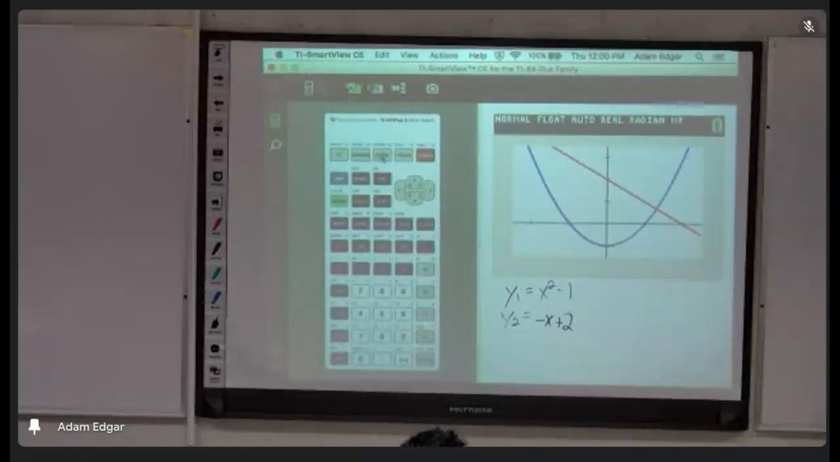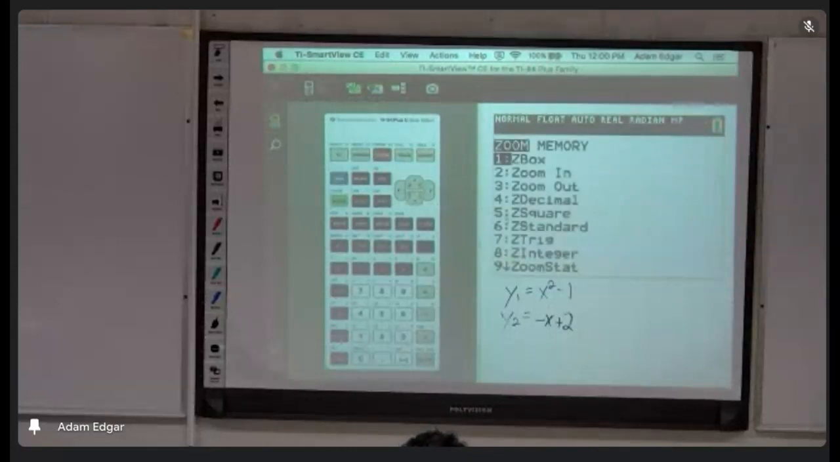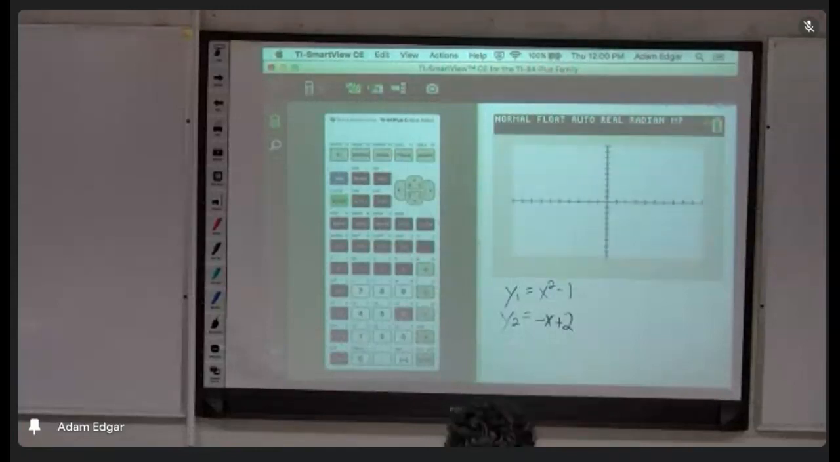So let's reset the viewing window. You go to zoom and ZStandard, and that'll reset your viewing window to normal. And now you can kind of see what you need to see. So you can see there are two intersection points, and you need to find what those two intersection points are.